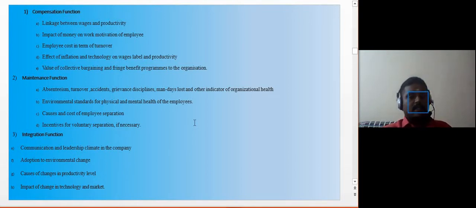Integration function: communication and leadership climate in the company, adaptation to environmental change, causes of changes in productivity level, impact of change in technology and market.